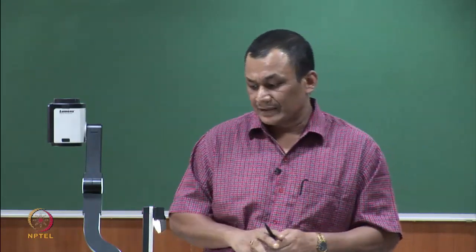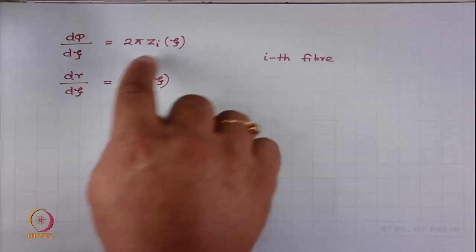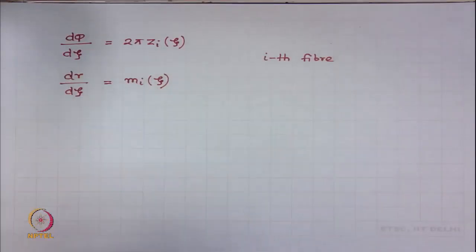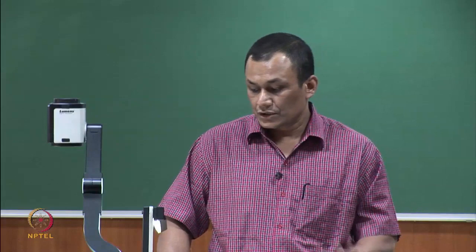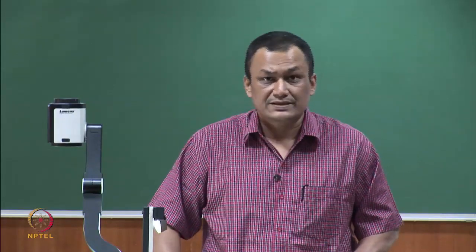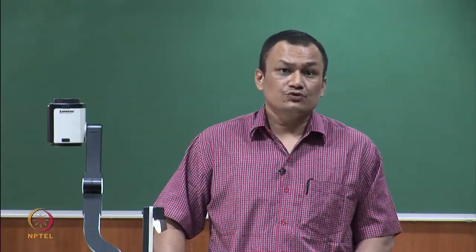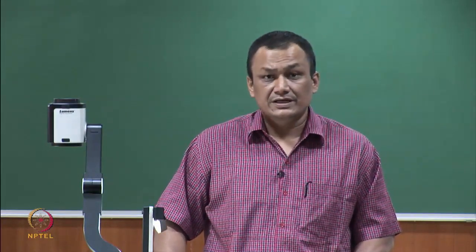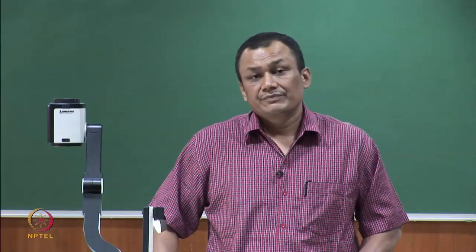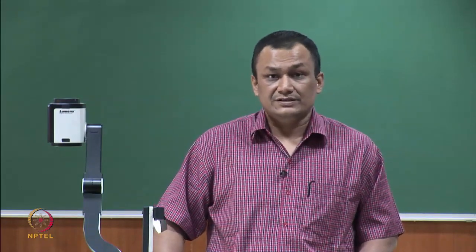So, this ith fiber will have these two functions in order to describe its path. These two functions are very important to describe the path of fiber inside the yarn. Even using these two functions, very interestingly, we can classify the models of yarn structure. How do we do that?